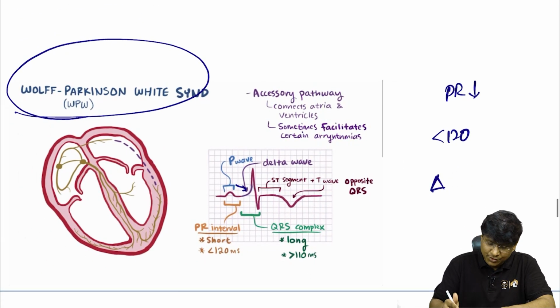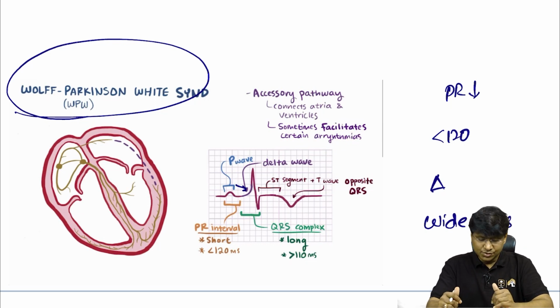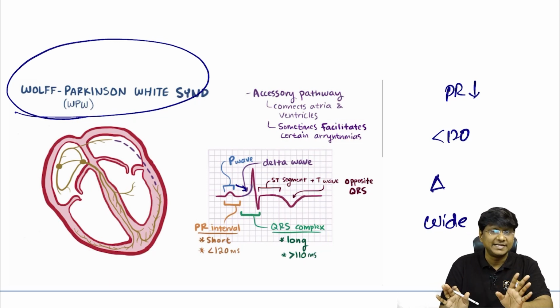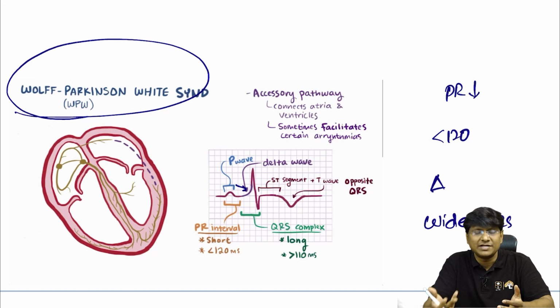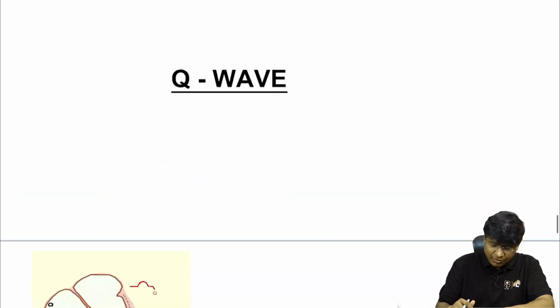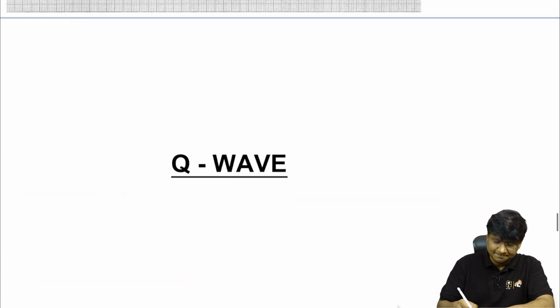Then followed by that, you will have a wide QRS complex. So these are the features of WPW syndrome: short PR interval, the presence of delta wave, and then the wide QRS complex. So this is about WPW syndrome, which is nothing but the one with an accessory pathway. And what is the name of the accessory pathway here? That is the bundle of Kent. So that is about the abnormalities related to the PR interval.